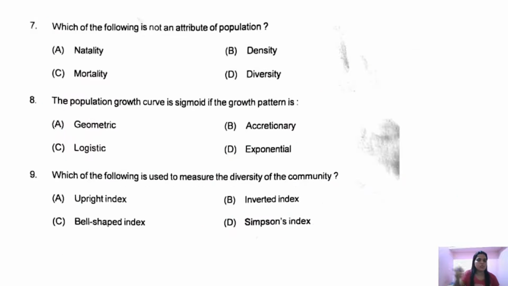So, next question. Question number 7. Which of the following is not an attribute of population? This is the easiest question. Natality, yes, this is an attribute of population. Mortality is also an attribute of population. Density is also an attribute of population. Diversity, so this is not an attribute of population. So option D will be the right answer.